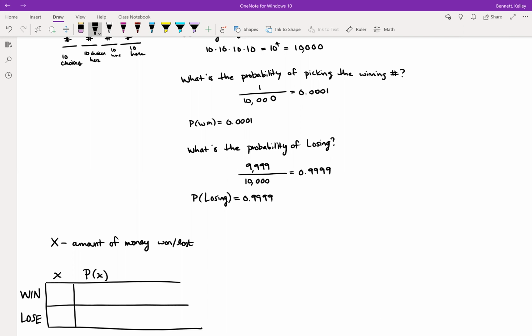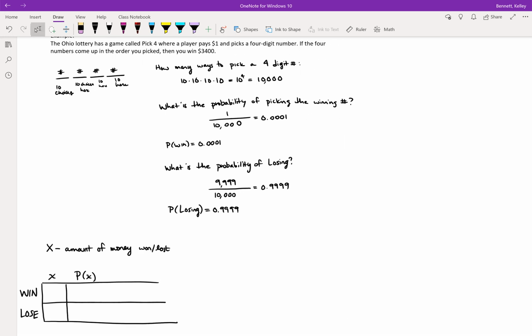If you lose, let's start with the losers. If you lose, how much money did you lose, right? Well, it cost $1 to play. So if you lose $1, our X value is -1, the amount of money won or lost. I lost $1, so I'm going to write that as -1. And the probability that I lose is 0.9999.